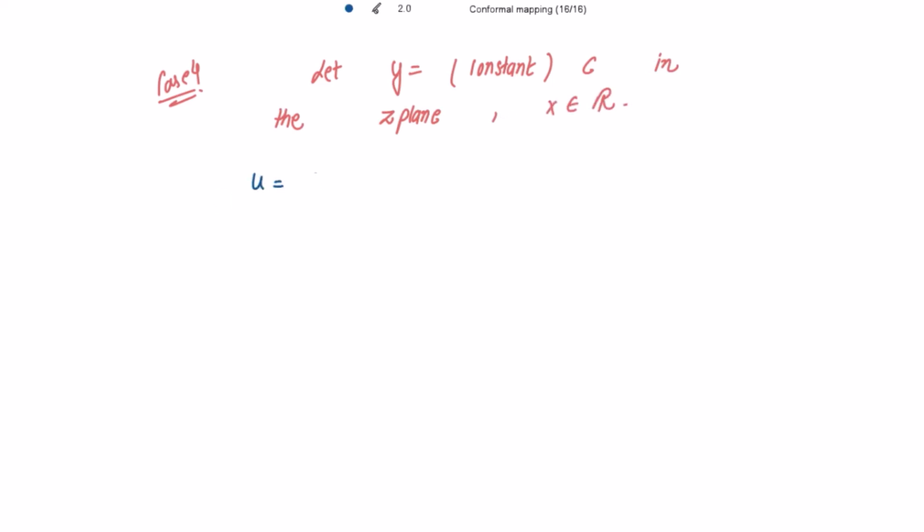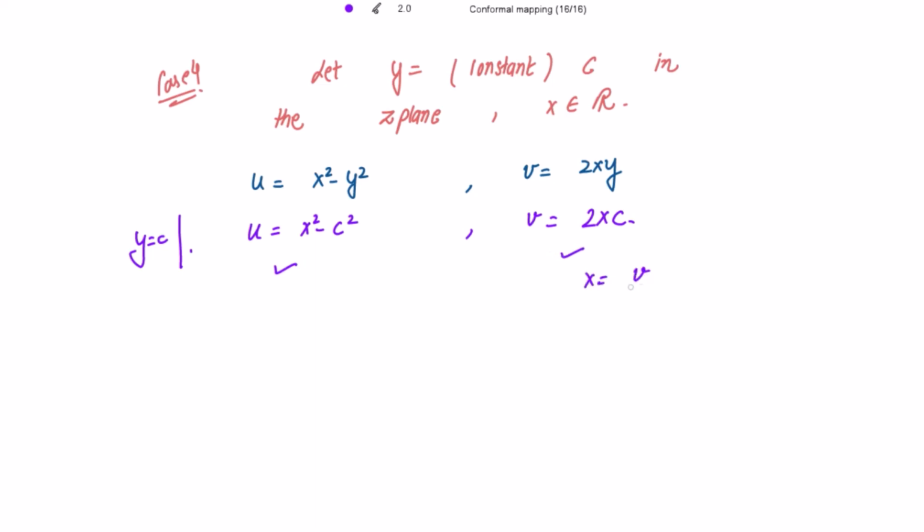As we are having u equal to x square minus y square and v is equal to 2xy, let's put the value of y equal to c over here. So we get u equal to x square minus c square, for y equal to c. And v is equal to 2xc. And here we need to eliminate x now. So eliminating x from these two equations, just put the value of x equal to v divided by 2c in this equation. Then you will get v square equal to 4c square into u plus c square.